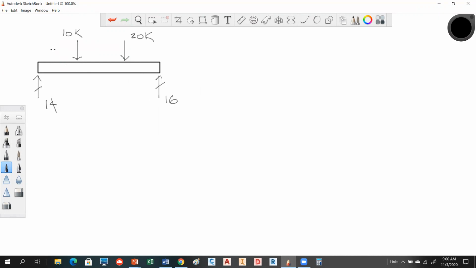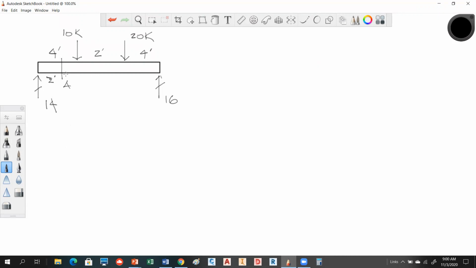And we know that this is 4 feet, 2 feet, and 4 feet. Okay, so now we're looking at solving a moment. Distance is pretty critical when you're solving a moment. So let's say I'm solving a moment right here, and we'll call this point A, and that point A is 2 feet over.